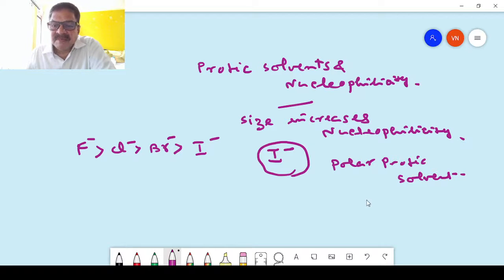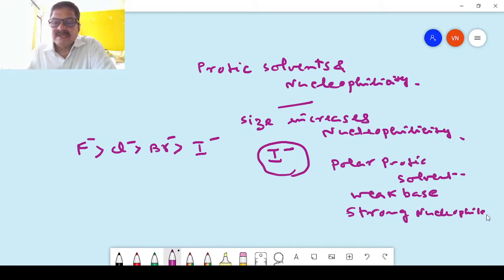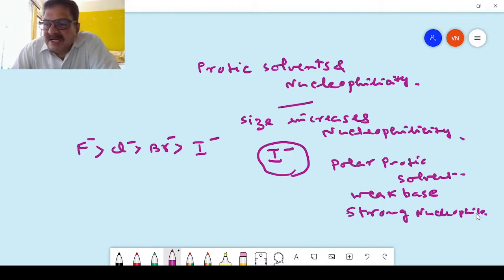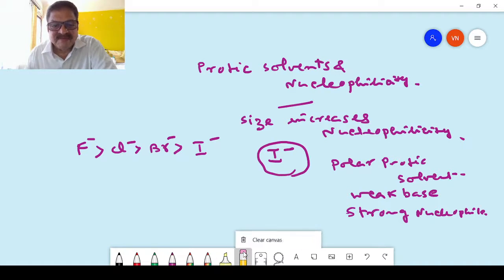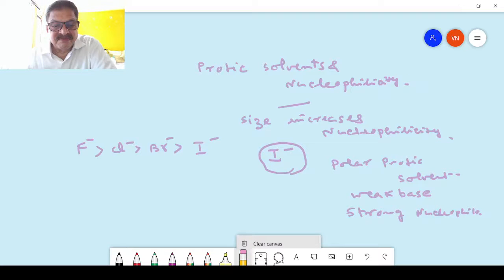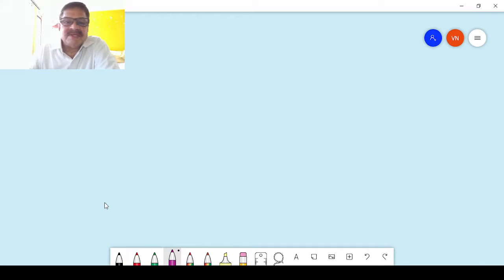So it is a weak base, but a strong nucleophile. This is the influence of the solvent on the nucleophilicity and basicity here. Iodide anion is a weak base, but it's a strong nucleophile in a polar protic solvent. Now, what are the aprotic solvents? Let us see aprotic solvents and their influence on the basicity and nucleophilicity here.